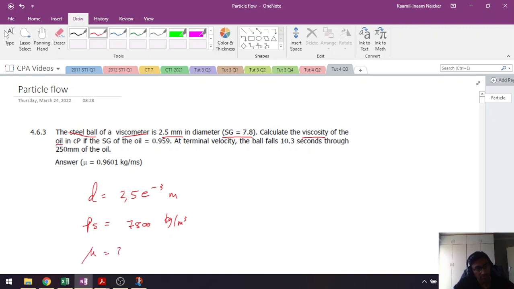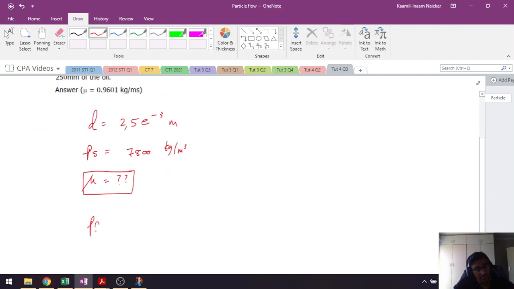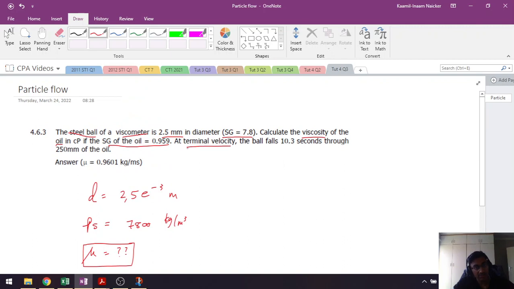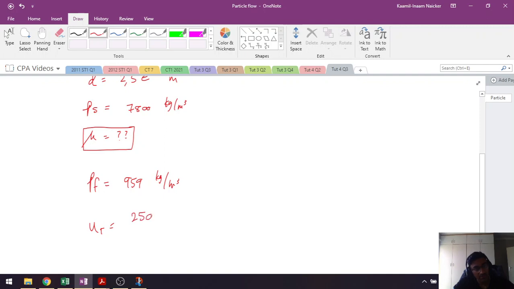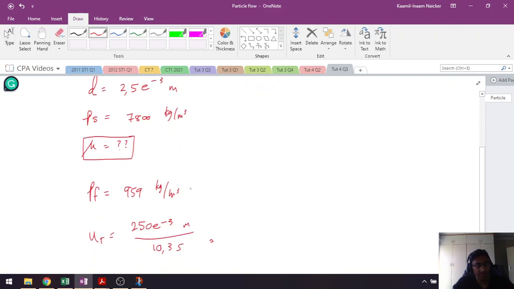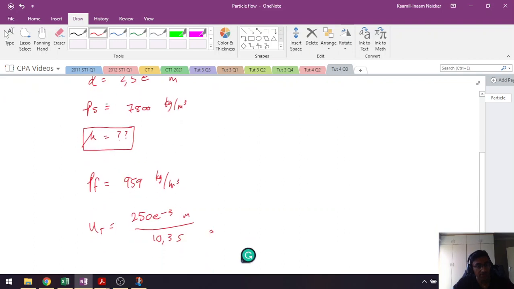So that viscosity is unknown. Okay, and the SG of the oil, so density of the fluid in which this ball is going, is 959 kilogram per cubic meter. All right, at terminal velocity, so that's ut, the ball falls, takes 10.3 seconds to fall through 250 millimeters. So it's 250 e minus 3 meters divided by 10.3 seconds, and that should give you your velocity in meters per second. And of course, here is the answer. So let's give this a shot.